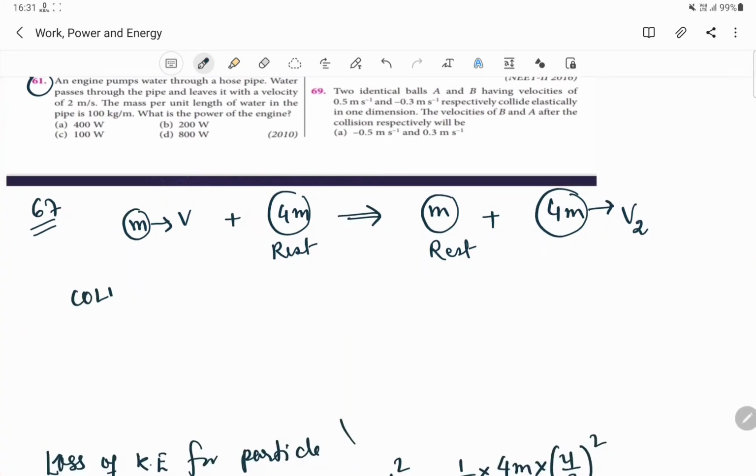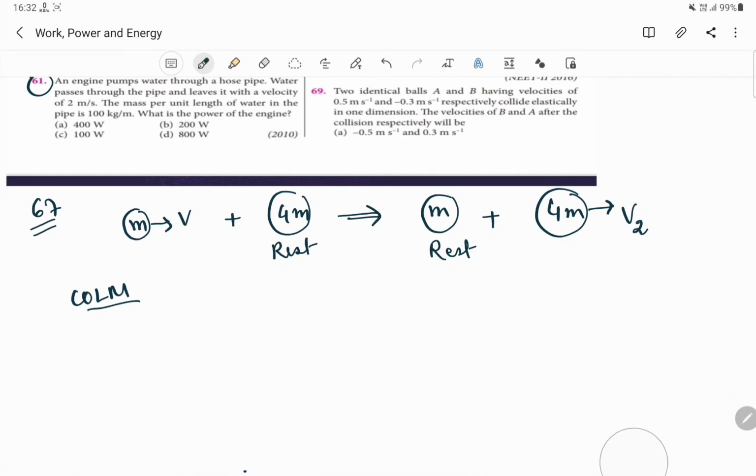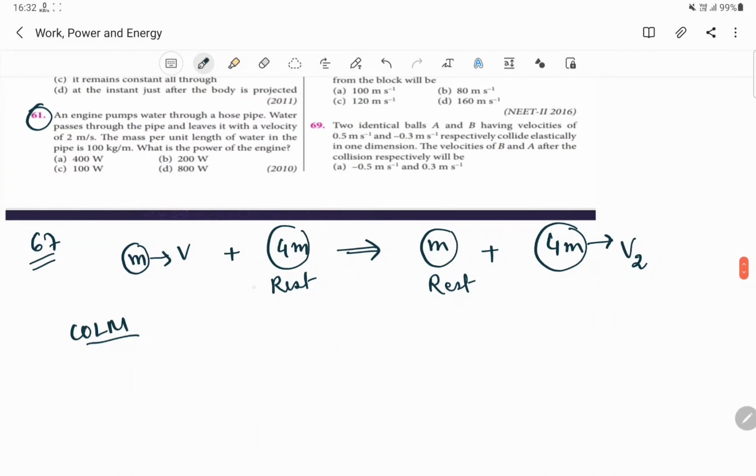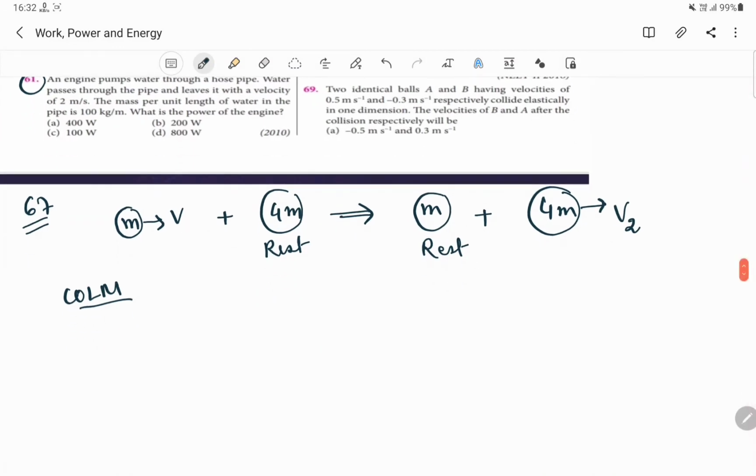That means we cannot use the formula v1 is equal to (m1 minus m2) over (m1 plus m2) times u1. The formula which we have used in the previous question cannot be used here, because that formula is applicable only for elastic collision. Rather, we will be applying conservation of linear momentum, which can be applied for either collision.